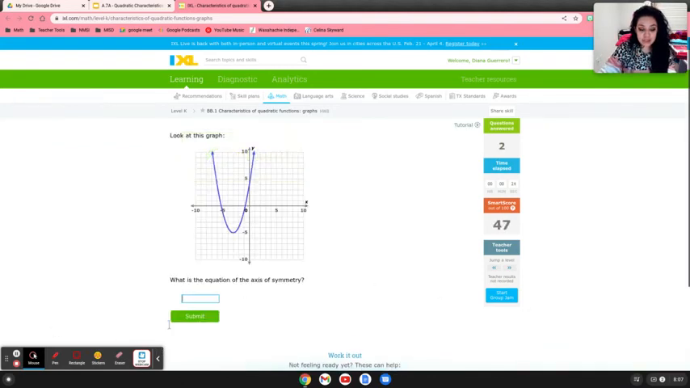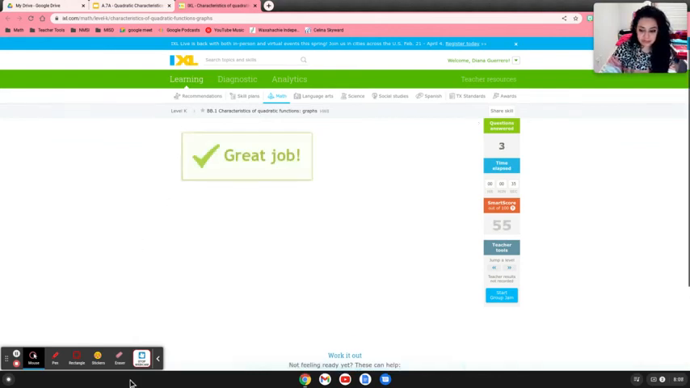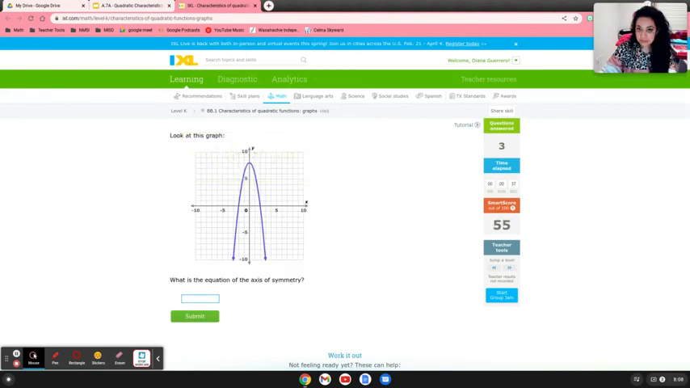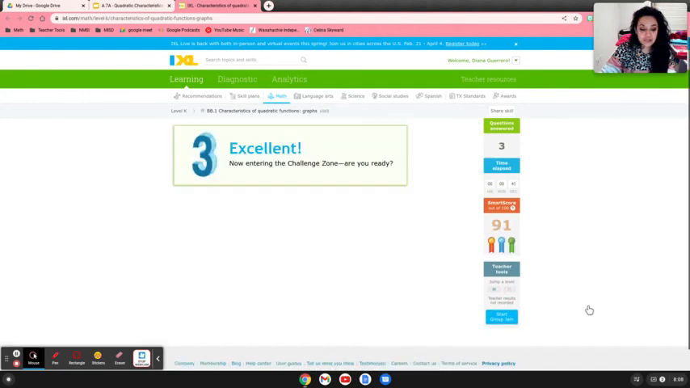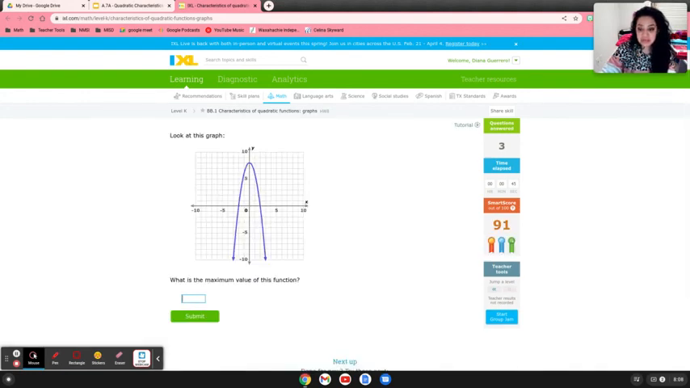Axis of symmetry, the equation. That means I do have to put x equals, where can I cut it in half? At x equals -3. Submit. That's all you're doing for all of these. See if I get a tougher one. Maximum value. Maximum value.